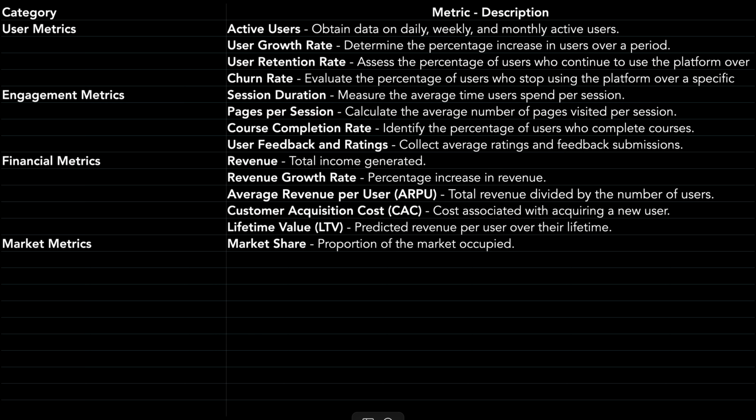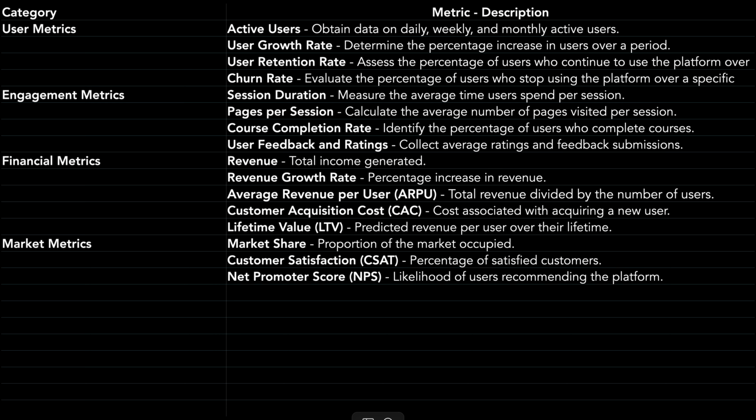Then market metrics, how much market share I hold or occupy. Customer satisfaction, percentage of satisfied customers based on the feedback. Net promoter score, likelihood of users recommending the platform. This is very helpful for you to understand how well your product is doing.